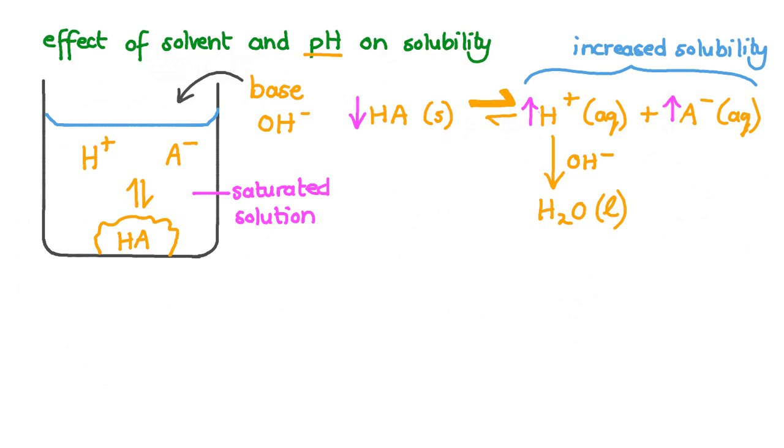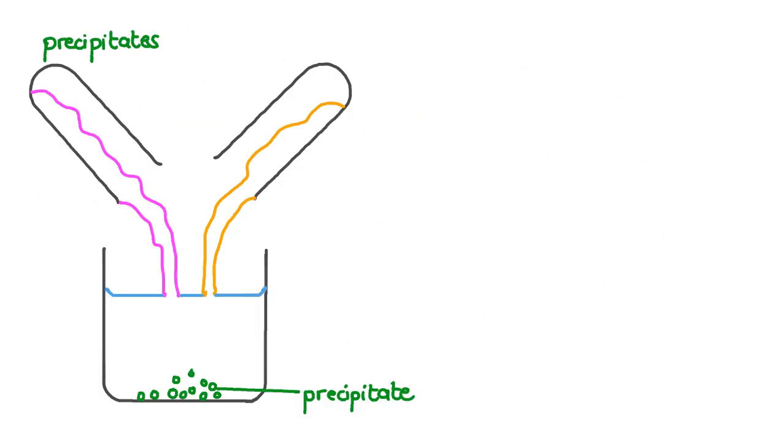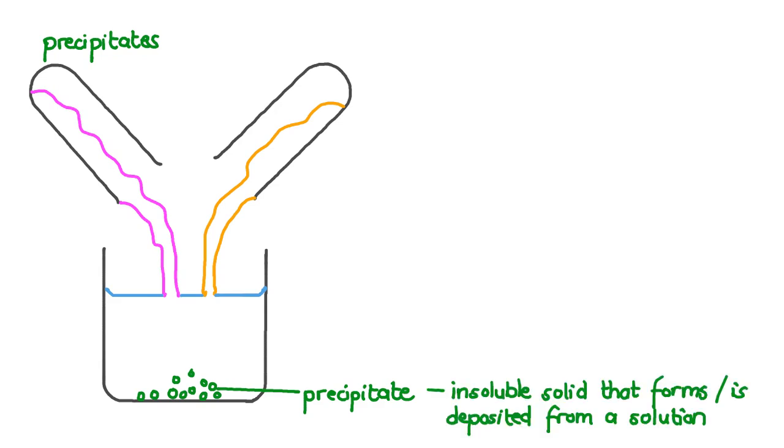Sometimes it is possible to change the solubility of two solutions by mixing them. Let's investigate this further. Sometimes when two aqueous solutions are mixed together, a reaction occurs. Sometimes the reaction forms an insoluble solid product called a precipitate. A precipitate is an insoluble solid that forms or is deposited out from a solution. So two dissolved solutes reacted to give an undissolved solute. The precipitate may be a compound or an element.